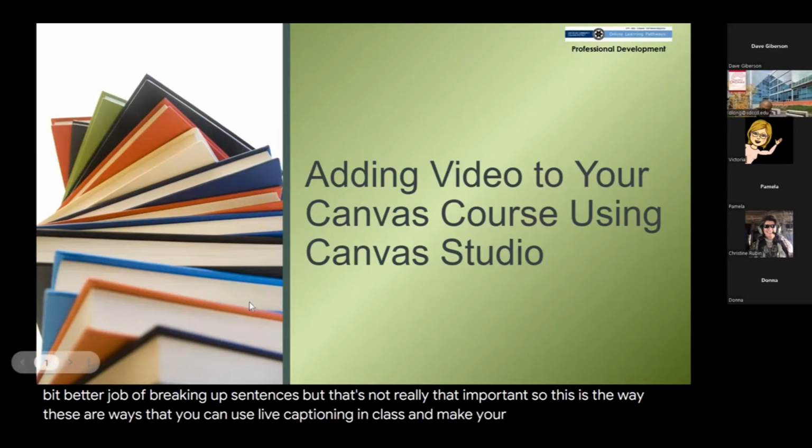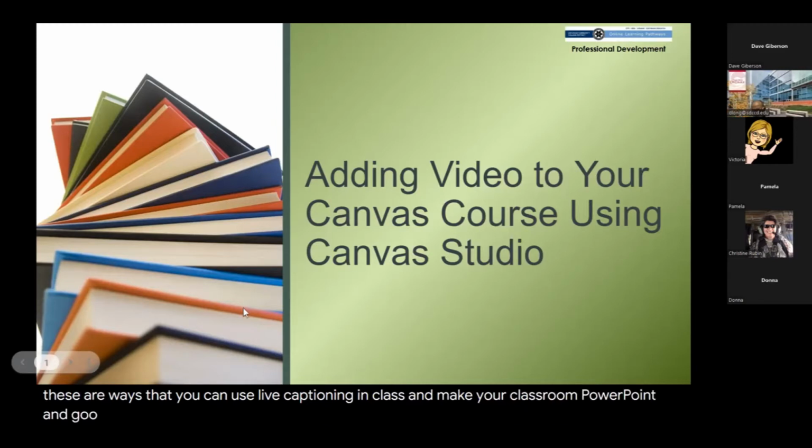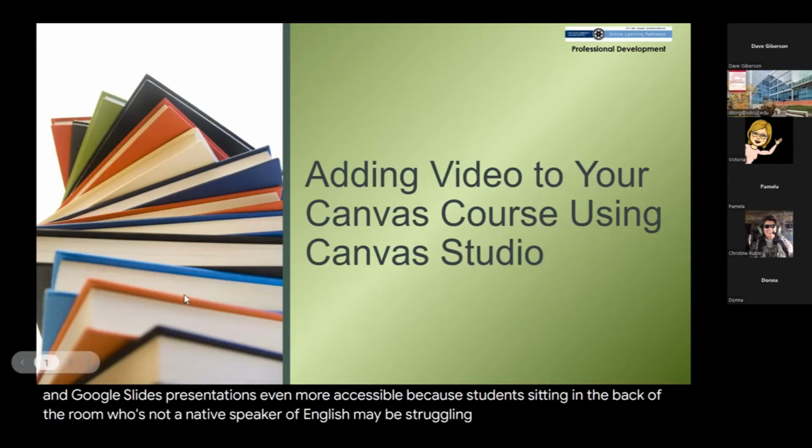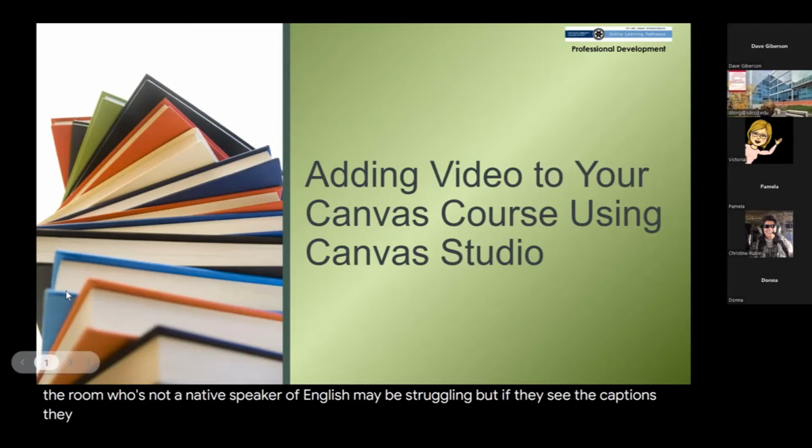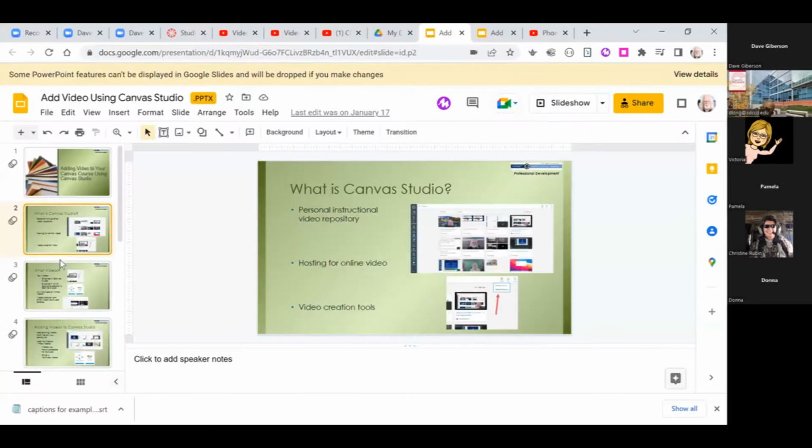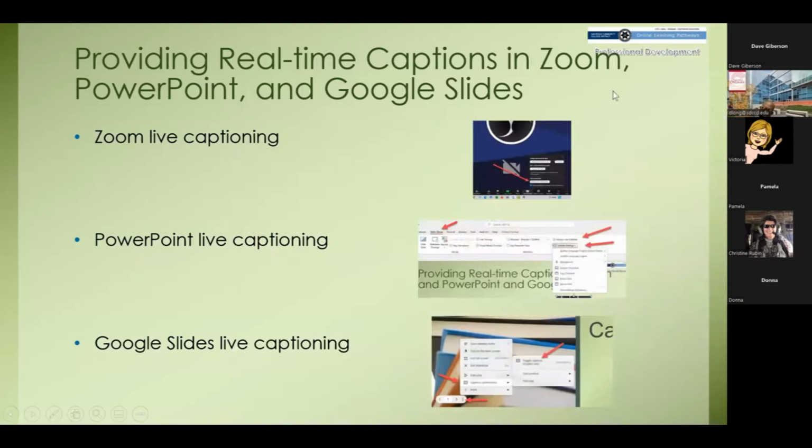So these are ways that you can use live captioning in class and make your classroom PowerPoint and Google Slides presentations even more accessible, because a student sitting in the back of the room who's not a native speaker of English may be struggling, but if they see the captions, they'll be much more informed as to what you're presenting. So it's a great feature to have, and since we were talking about accessibility, that seemed like a reasonable place to throw it in.